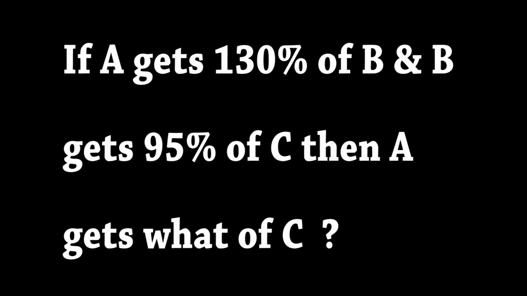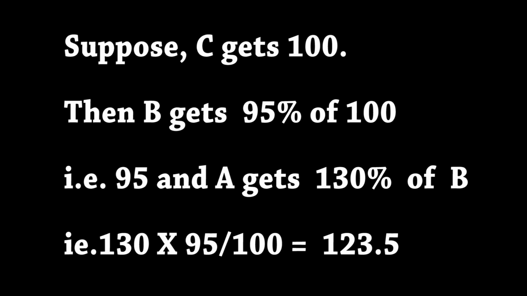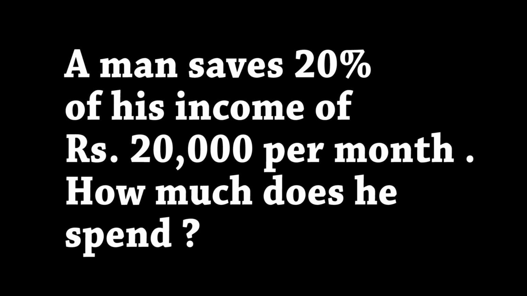Next question. If A gets 130% of B, and B gets 95% of C, then A gets what percent of C? Shortcut solution. Suppose C gets 100, then B gets 95% of 100 means 95, and A gets 130% of B means 130 multiplied by 95 divided by 100 equals 123.5.